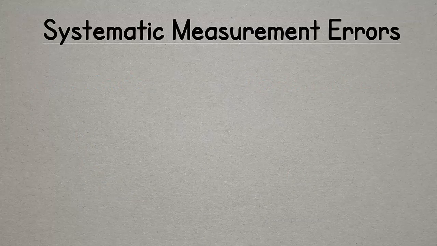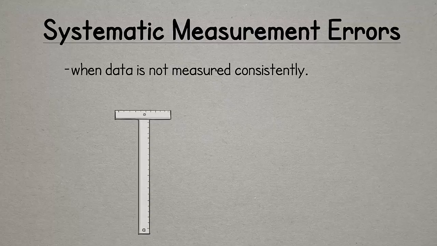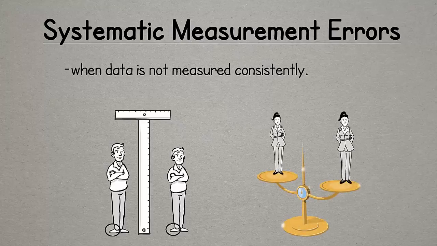Systematic measurement errors. Systematic measurement errors occur when data is not measured consistently. For example, a study of the height of a population that includes measurements taken when respondents are wearing shoes with soles of varying thickness may not be accurate, or the weight of research subjects taken on scales that have not been calibrated for accuracy.